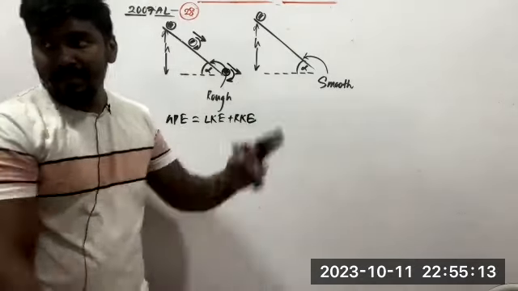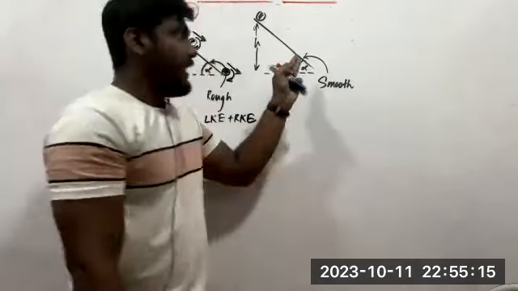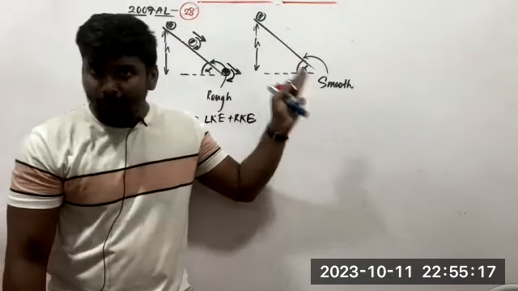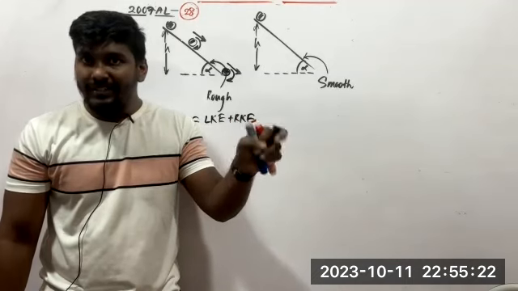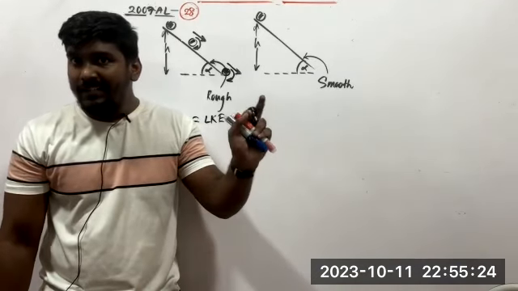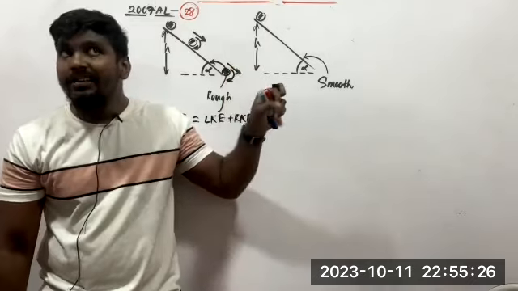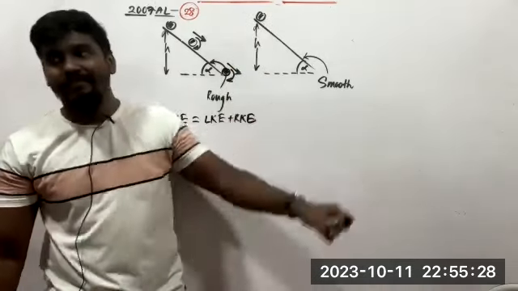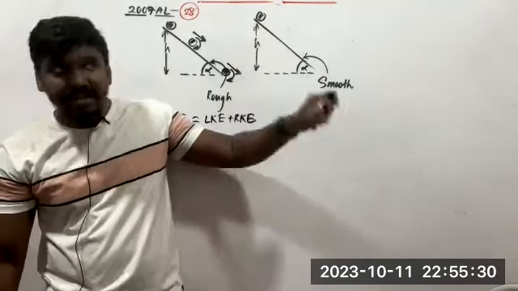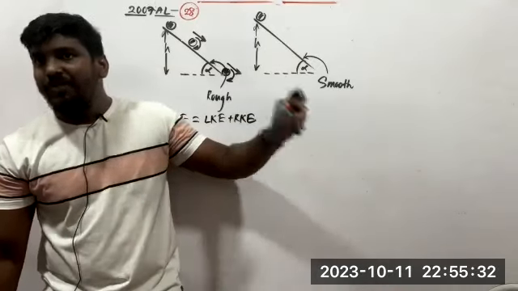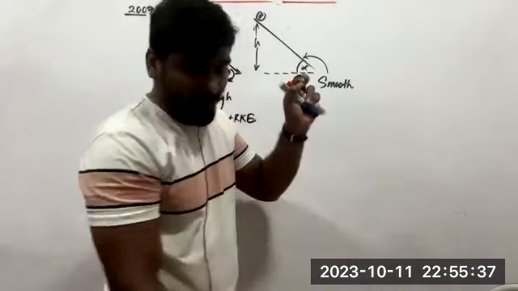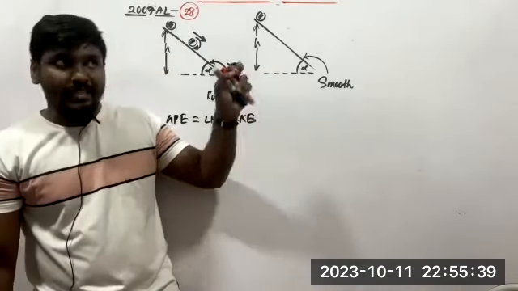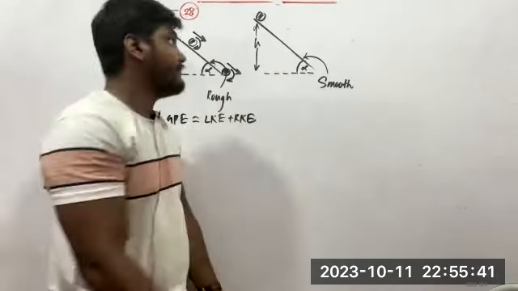Careful, understand. Second diagram: if the plane is smooth, there won't be any rolling. If the object is not rolling, it does not have any rotational kinetic energy. Your object is slipping along this plane. Then the object only has linear kinetic energy.